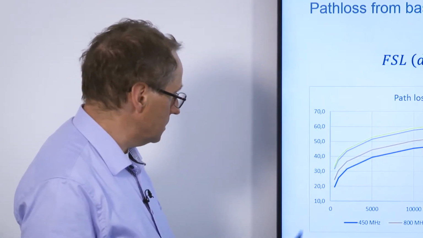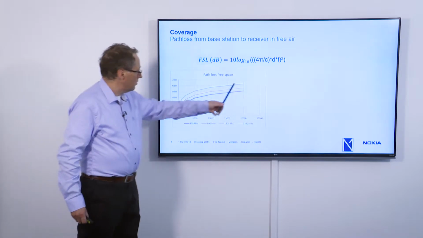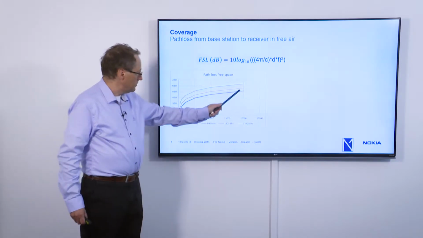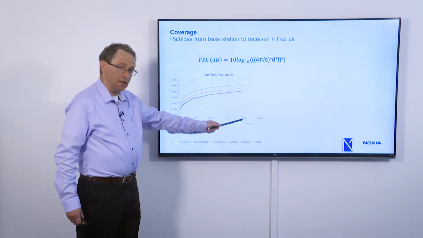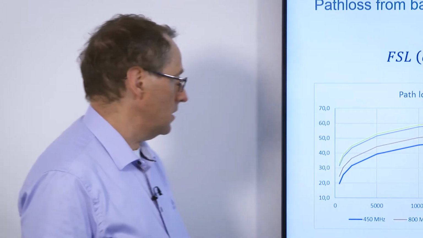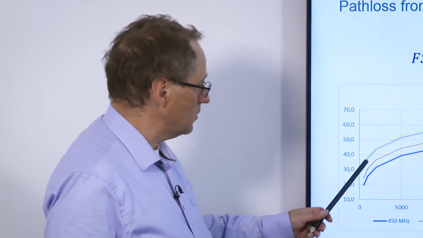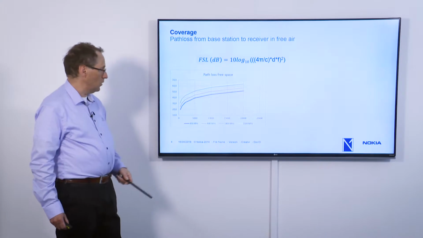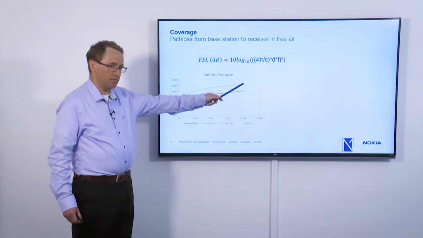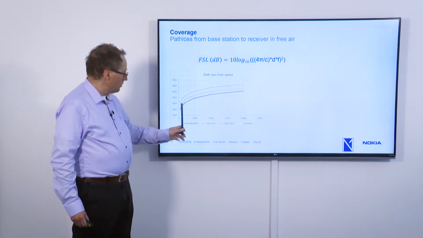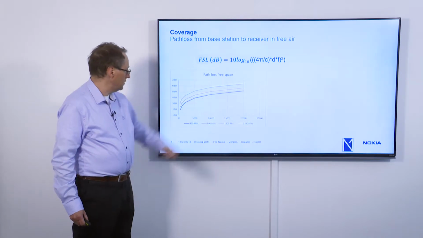If we plot this versus the frequency, we will see that the losses increase logarithmically with frequency. And the lowermost curve here is the 450 MHz. At a distance of 20 kilometers, we have a loss of a little bit more than 50 dB. If we go to the higher frequencies, which are quite common in mobile networks, 1800 or 2100, we see a loss of 65 dB, which is around 15 dB more. And 800 is also a popular IoT frequency. We see that there's something in between, around 55 dB.